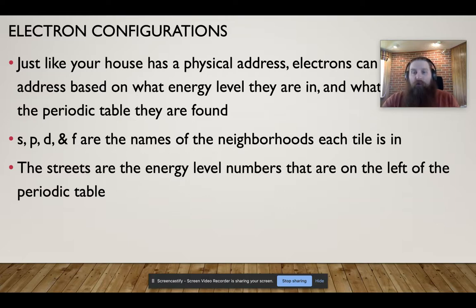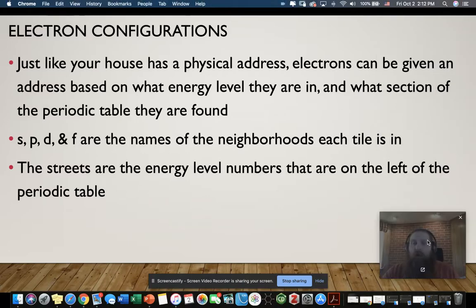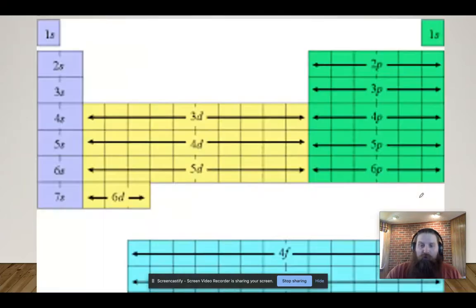So let's look at electron configuration, right? Just like your house has a physical address, electrons have a physical address based on where they reside. The S, P, D, and F are kind of like neighborhoods, and the energy levels are like the street numbers. So let's see if we can put those together. On the left side of your periodic table, you'll notice there are these numbers. They go 1 to 7. That's the principal quantum number.